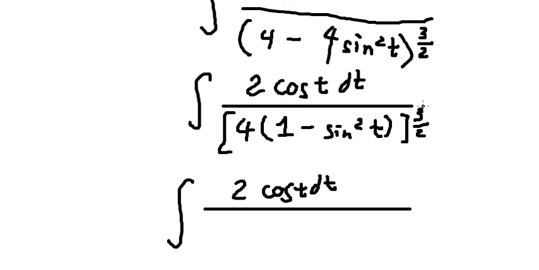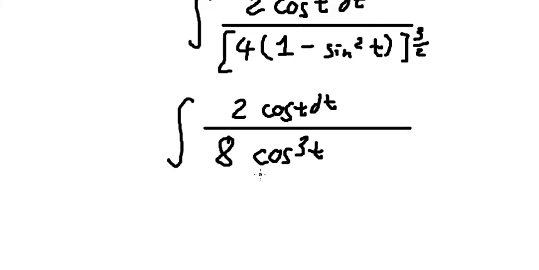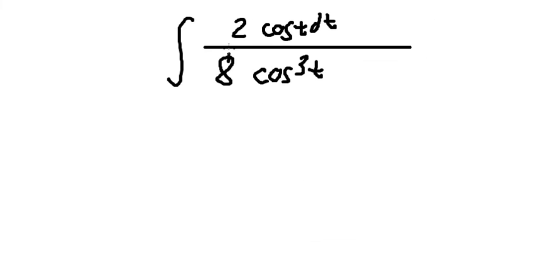Four to the power of 3 over 2, you will get number 8. 1 minus sine t squared, you get cosine t squared. Cosine t squared to the power of 3 over 2 gives cosine t to the power of 3. We simplify cosine t, number 2 and number 8, and we get 1 over 4.